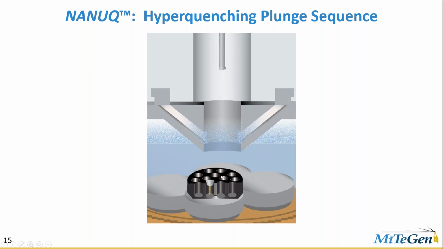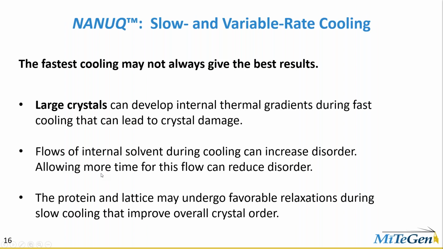And then finally, it's slowly translated into the unipuck, and then the unipuck rotates to the next position to accept the next sample. So fast cooling is a really good thing. In most cases, it's what you want to do, but it may not always give the best results. For example, if you have very large crystals, hundreds of microns in size, if you try to cool them really fast, they can develop large internal temperature gradients, and that can lead to fracturing and damage.